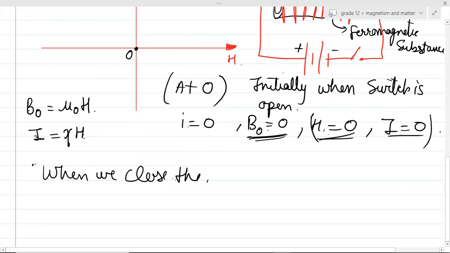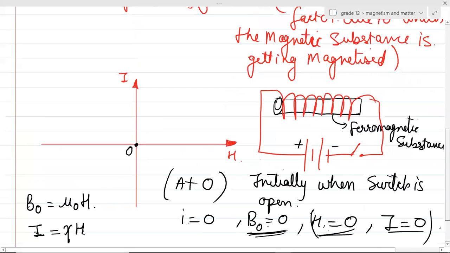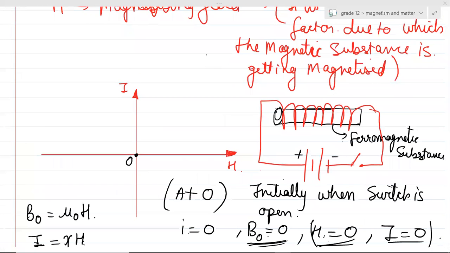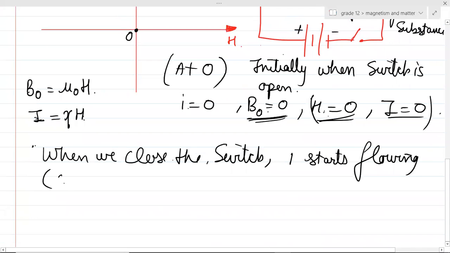Now, when we close the switch, what happens? The current starts flowing. Let's say initially the current is flowing in the clockwise direction, right? Yes, sir. Let's say initially it is flowing in the clockwise direction.